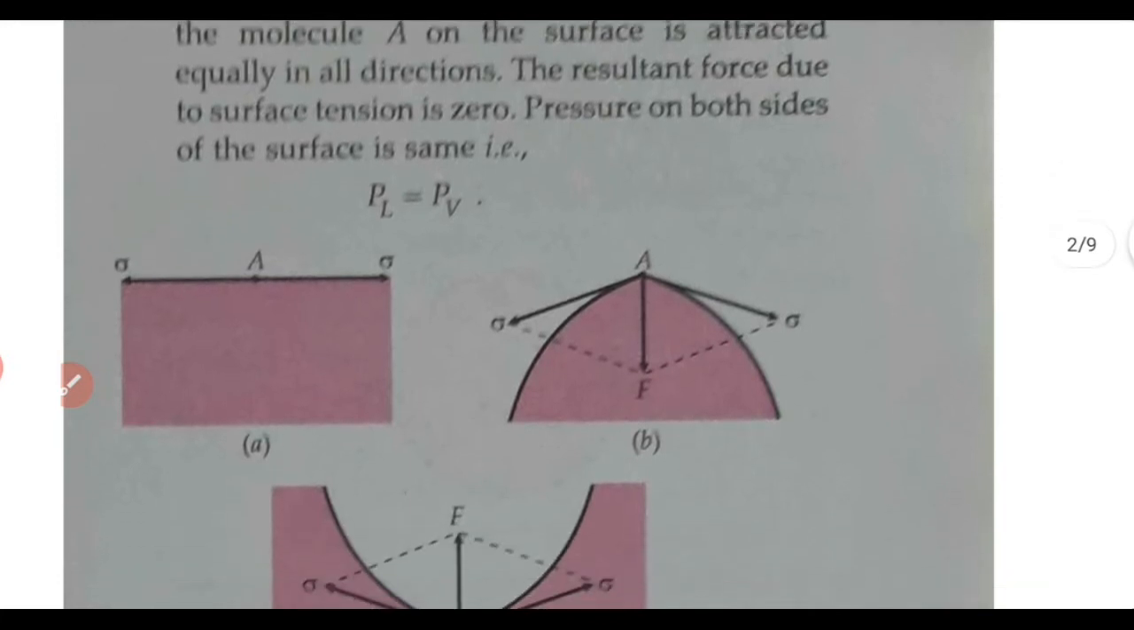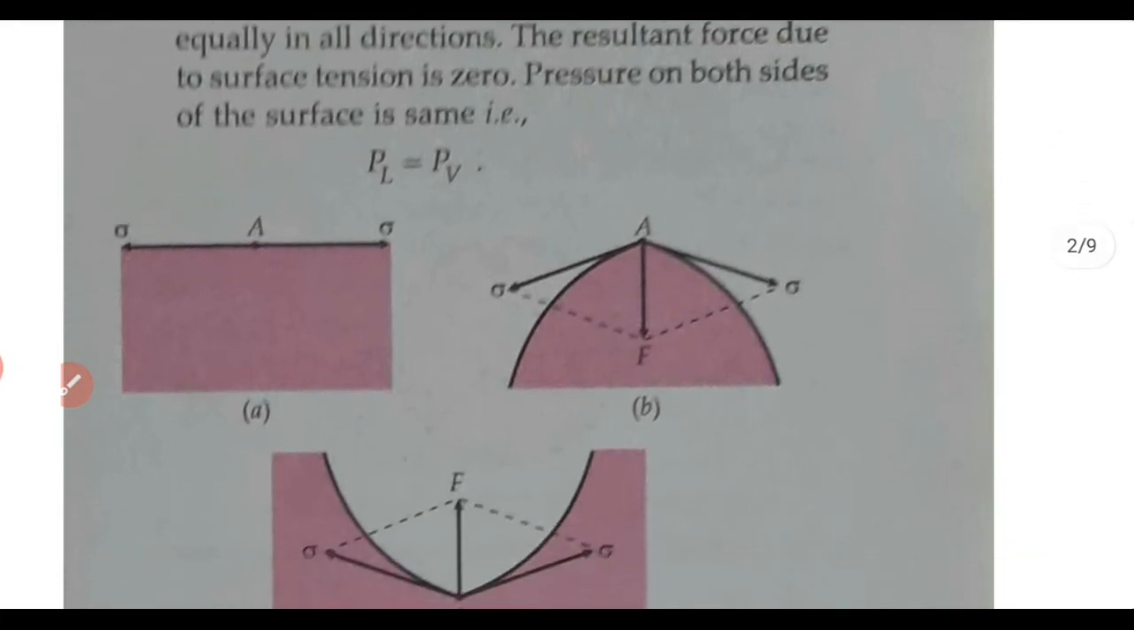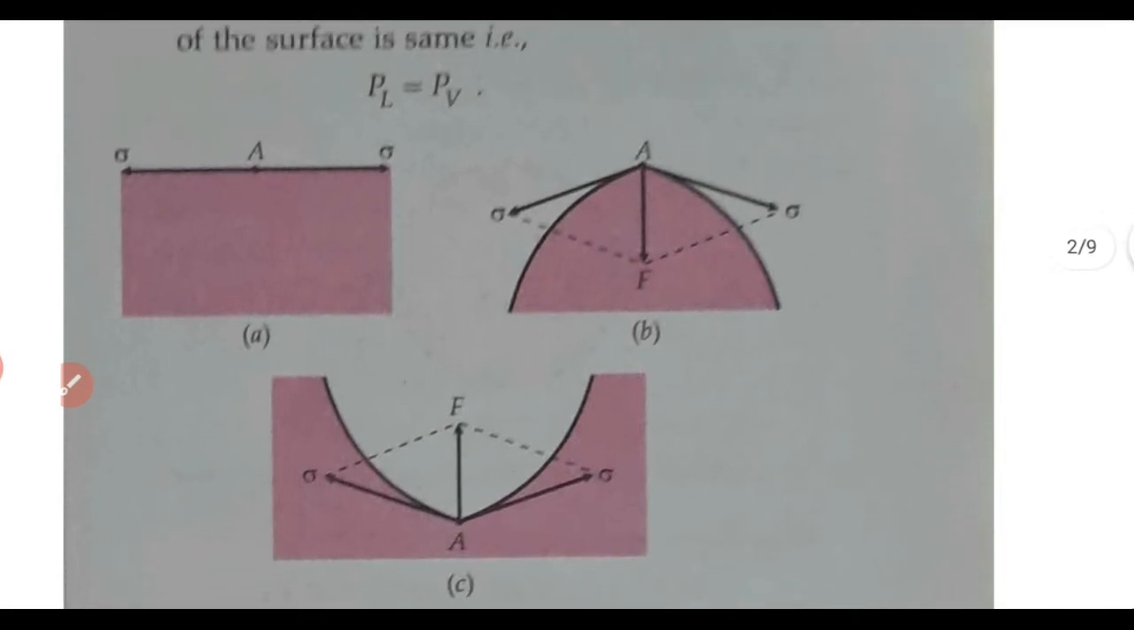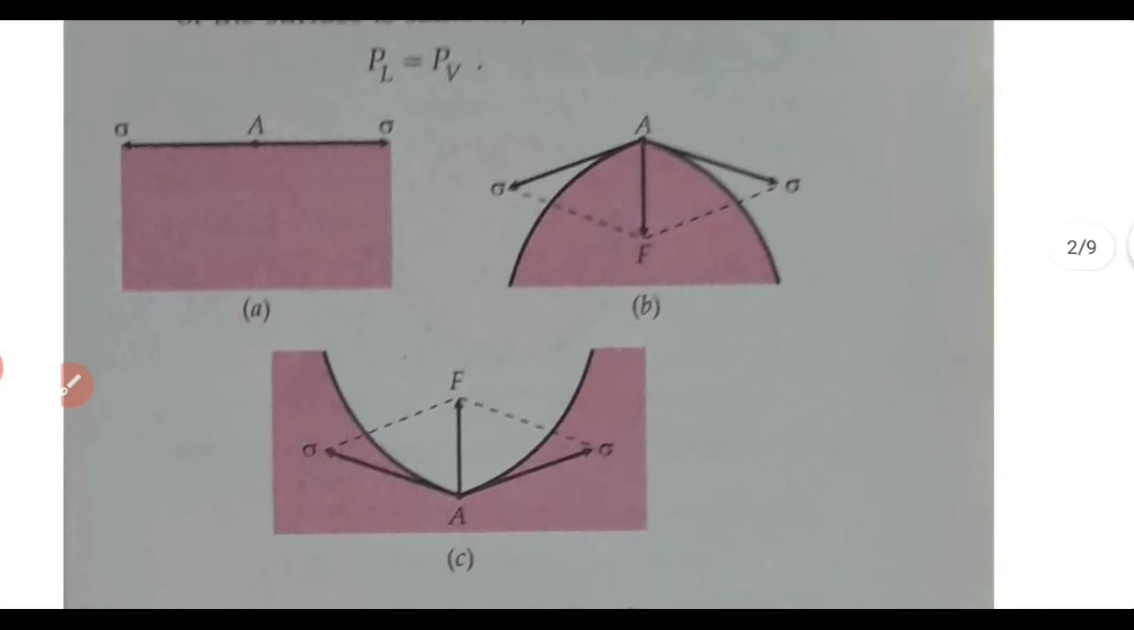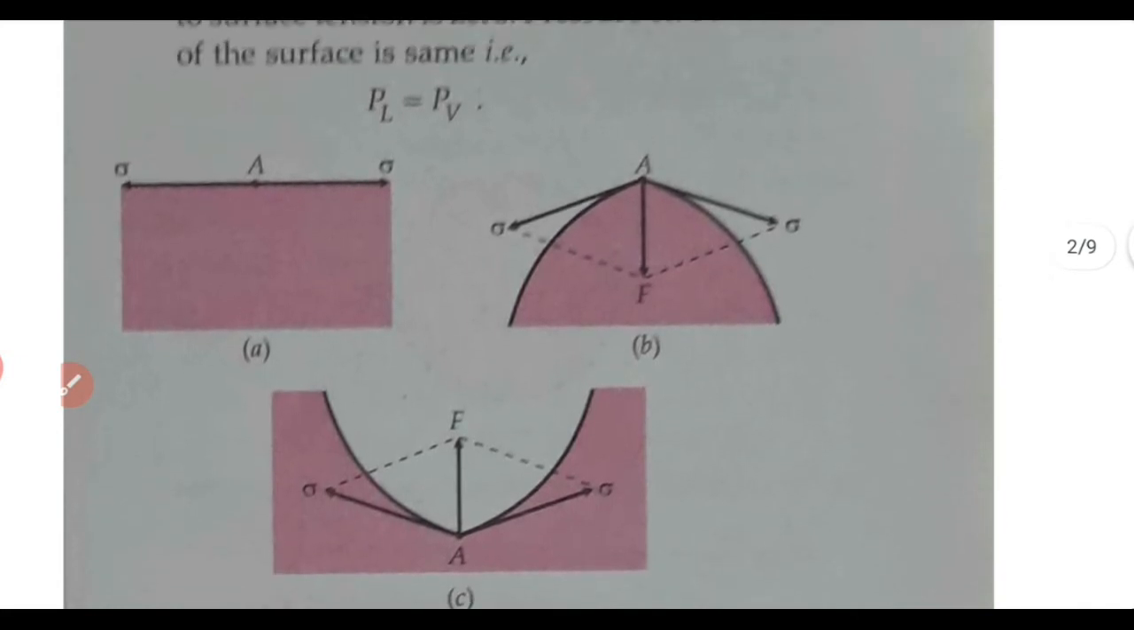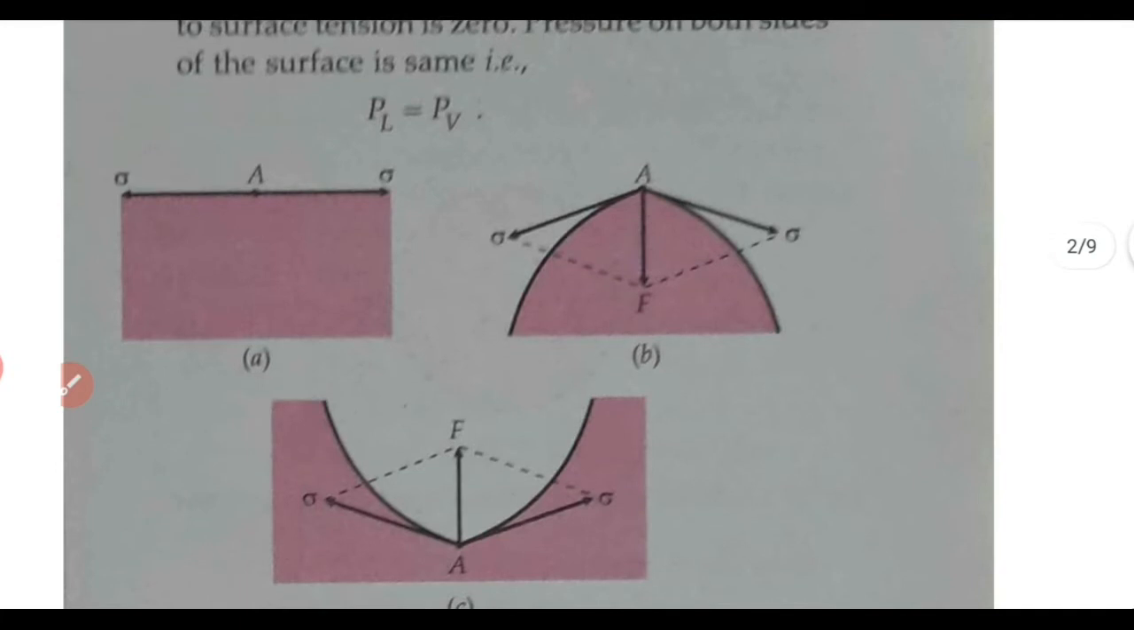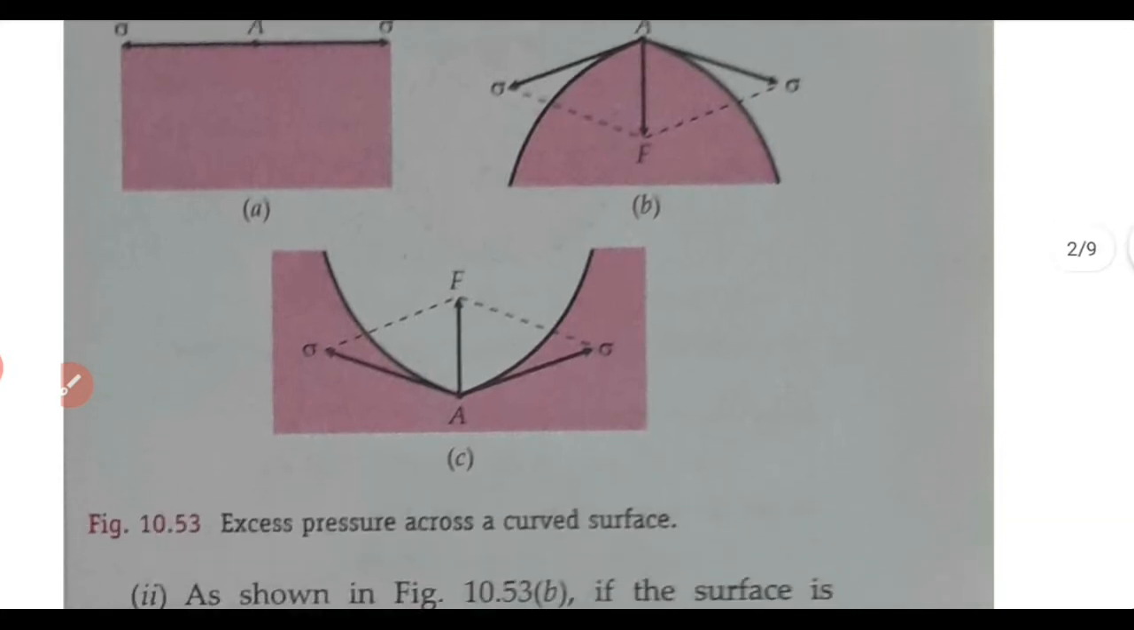Here, if we have the concave surface as shown in figure C, we have a concave liquid surface. If the surface is like that, we can say that the pressure on the vapor side is more than that on the liquid side. Similarly, in the case of B, if the surface is convex upwards, we can say that the pressure on the liquid side is more than that on the vapor side.